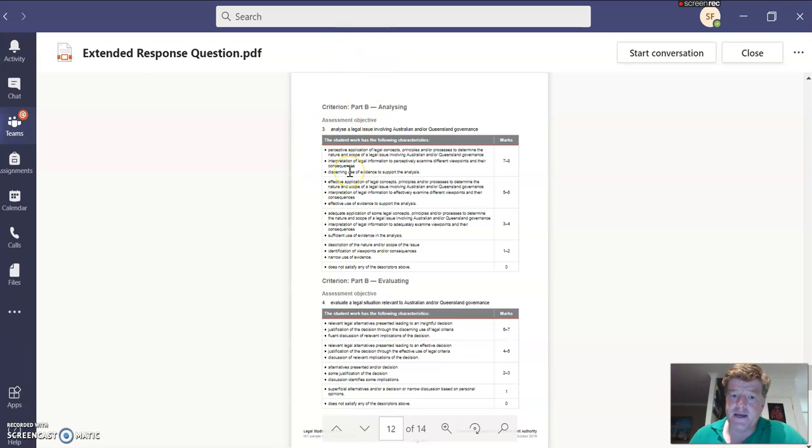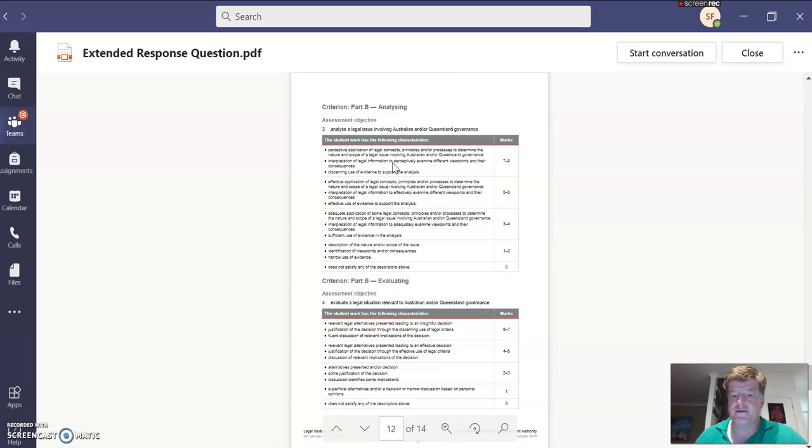So to analyse, we have to use legal concepts, principles, and processes to determine the nature and scope of a legal issue. So in this case, the legal issue is how representative is the Parliament of Australia compared to the population. That's the legal issue. We have to interpret the legal information to examine different viewpoints. So we have to think about it from more than one perspective.